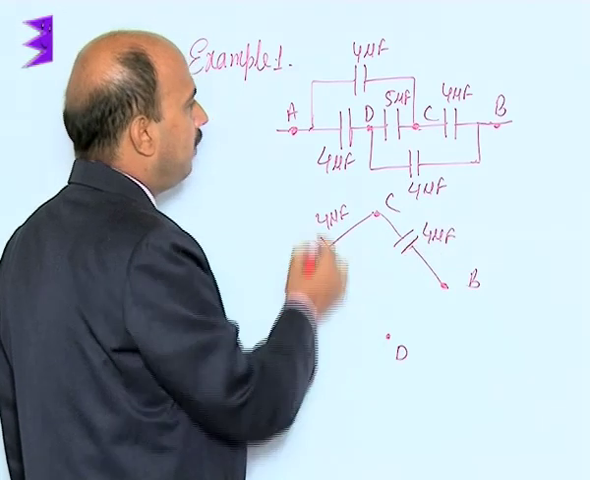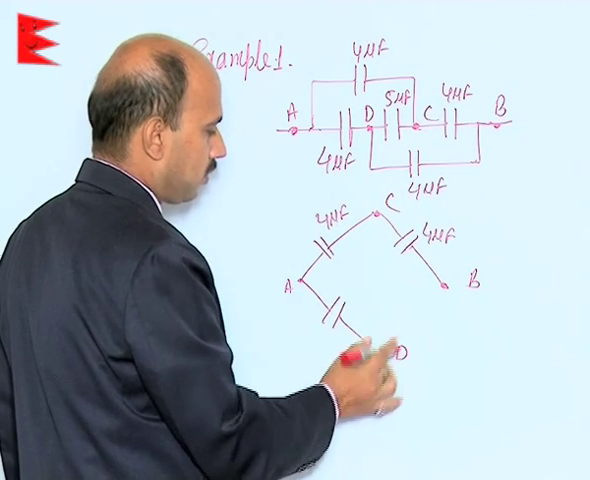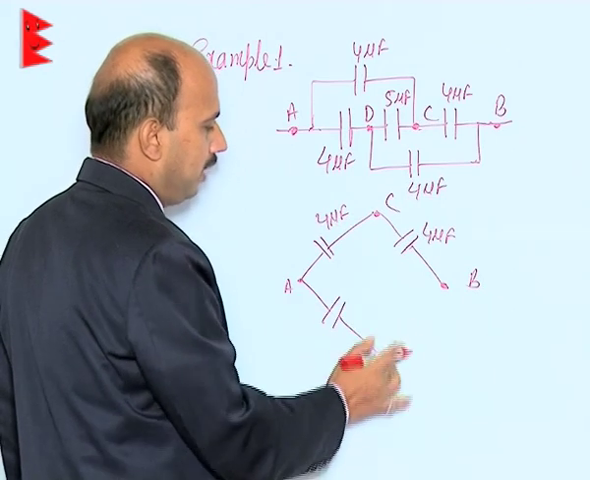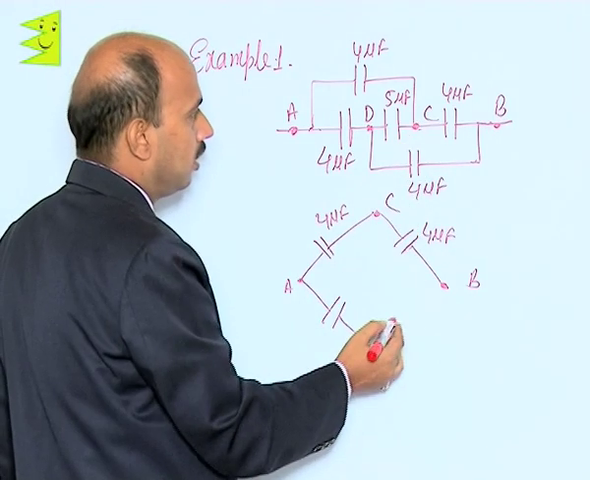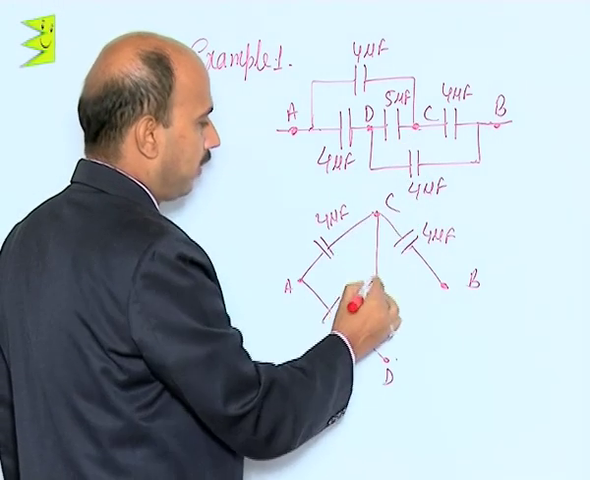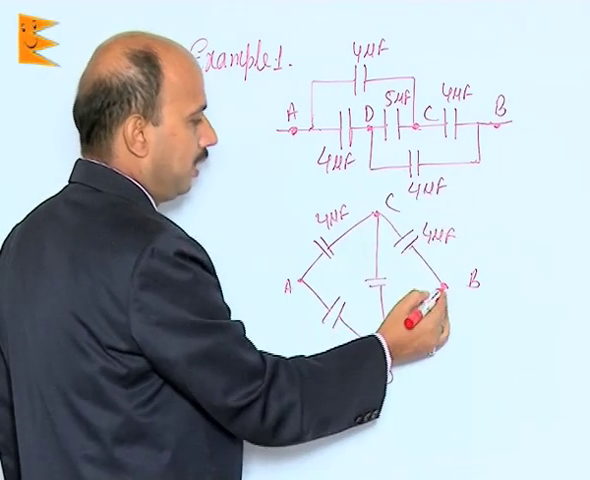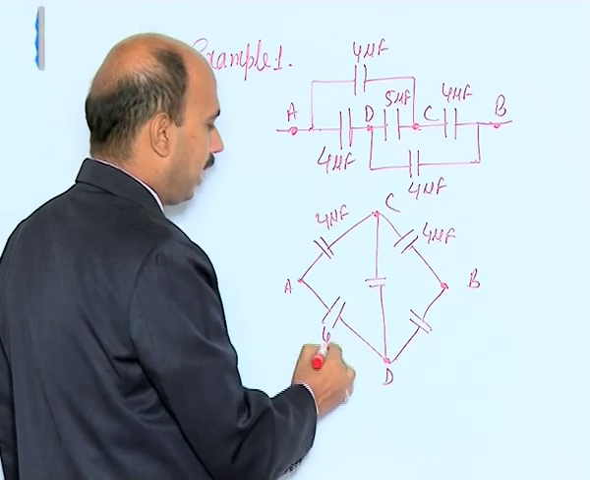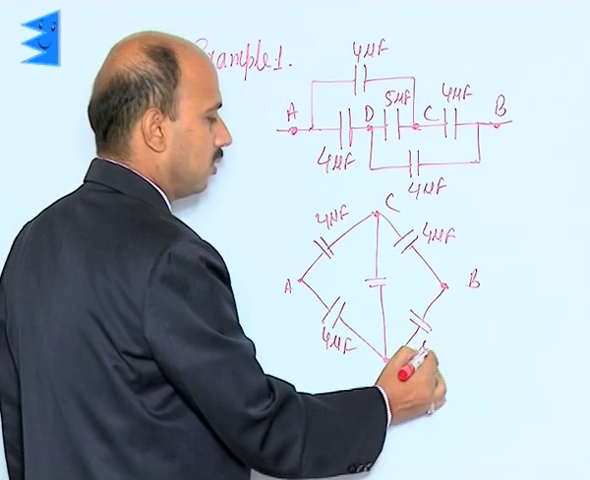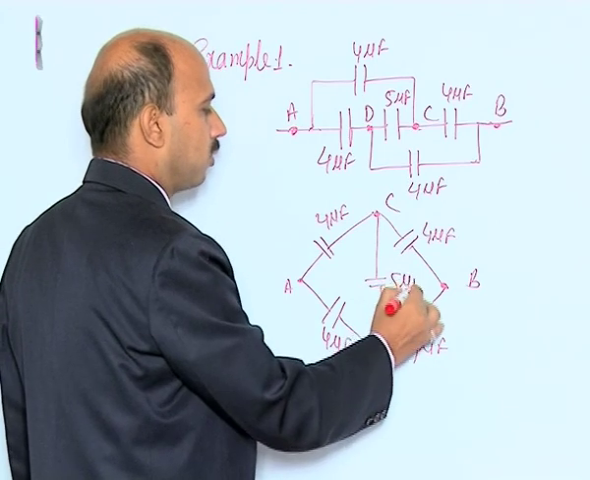Now between A and D is again 4 microfarad, and between D and C, it is here the 5 microfarad, and between D and B again that is 4 microfarad. So this diagram can be redrawn like this, and this is here 5 microfarad.